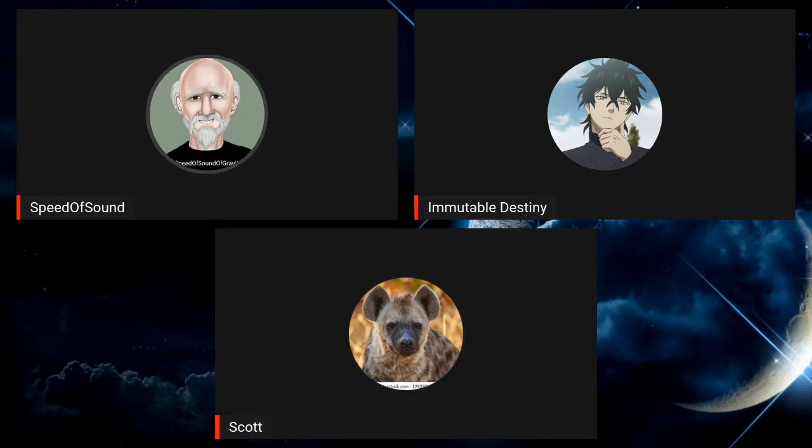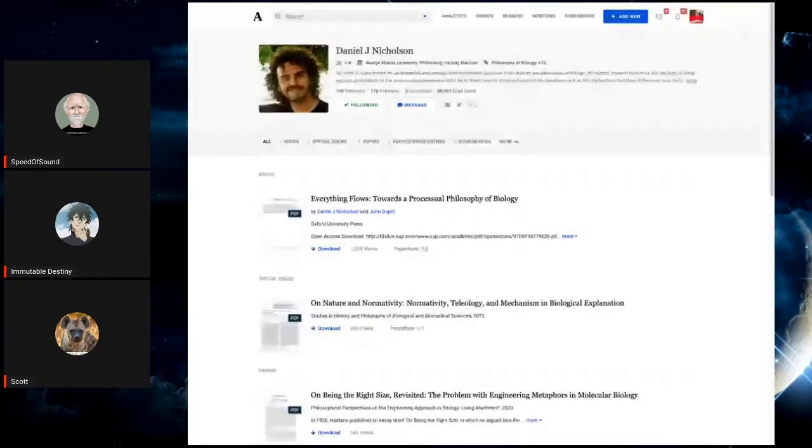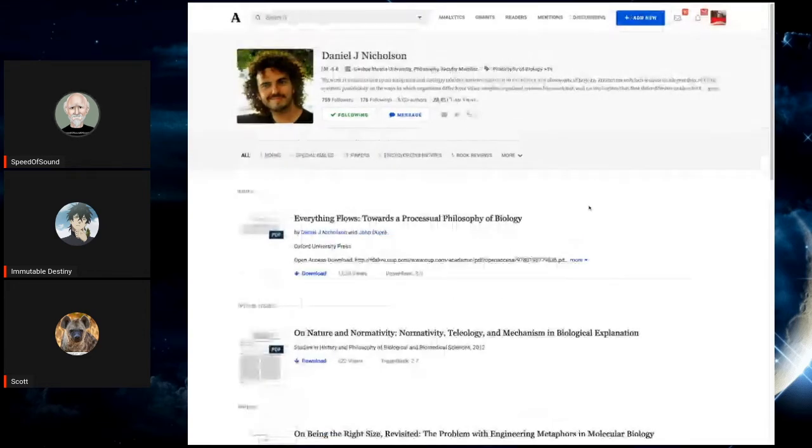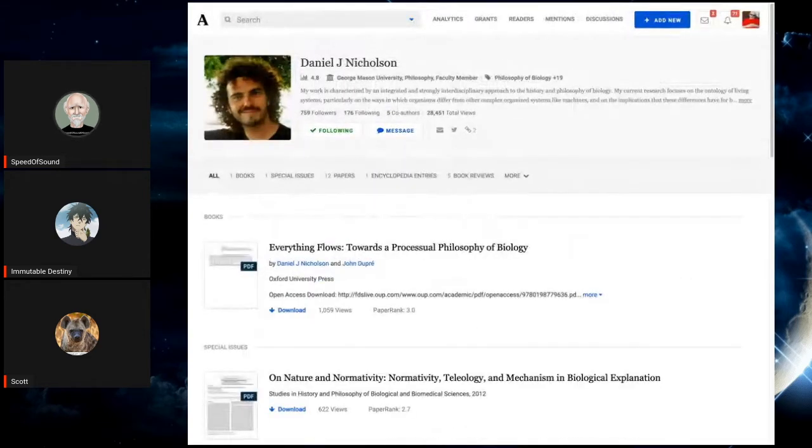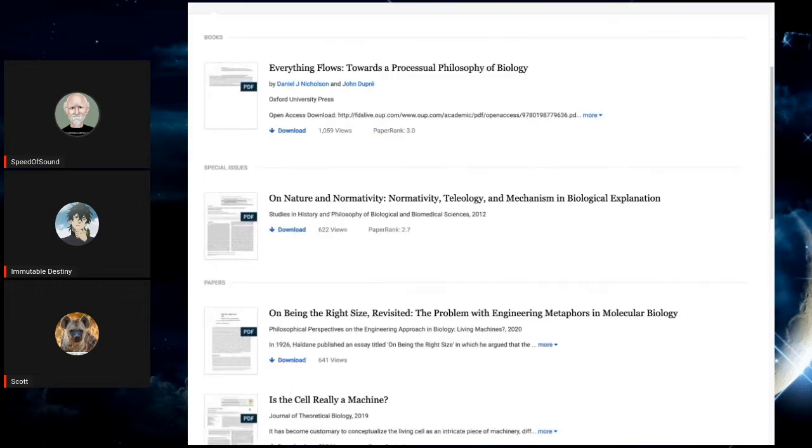Okay, there is a book. So, I believe I ordered a copy of it. Let's see here. Chrome tab, Daniel J. Nicholson. Share. Sharing that. Let's see if we can see that. It would be nicer if we could blow it up a little, maybe. Okay. So the book is Everything Flows: Towards a Processual Philosophy of Biology.